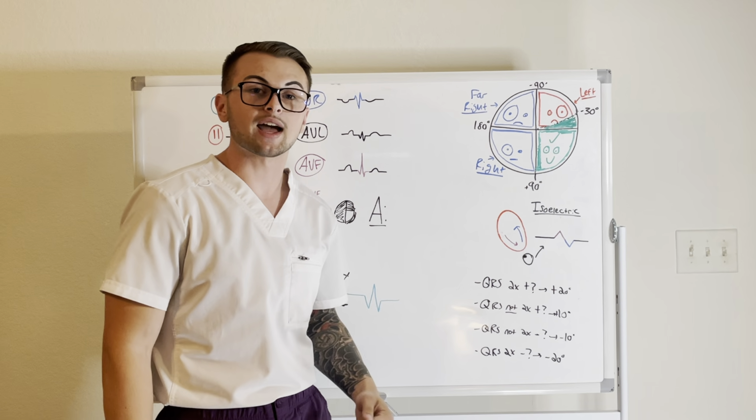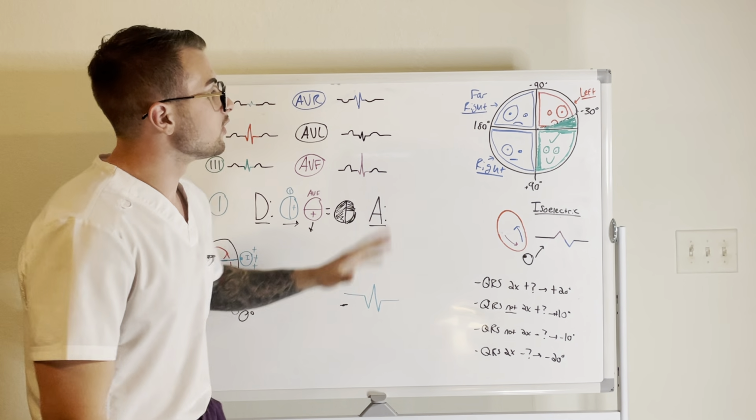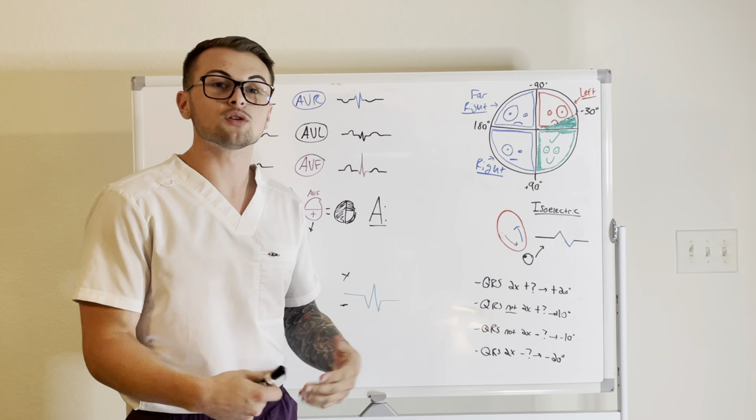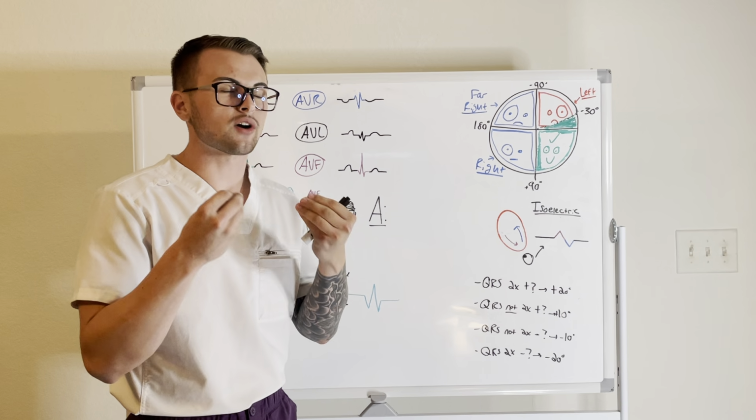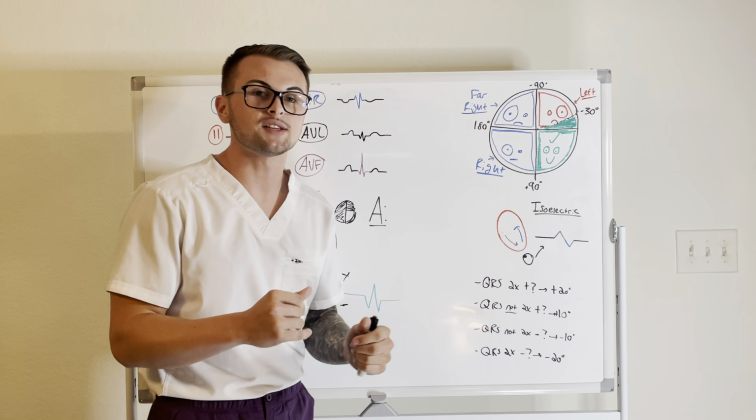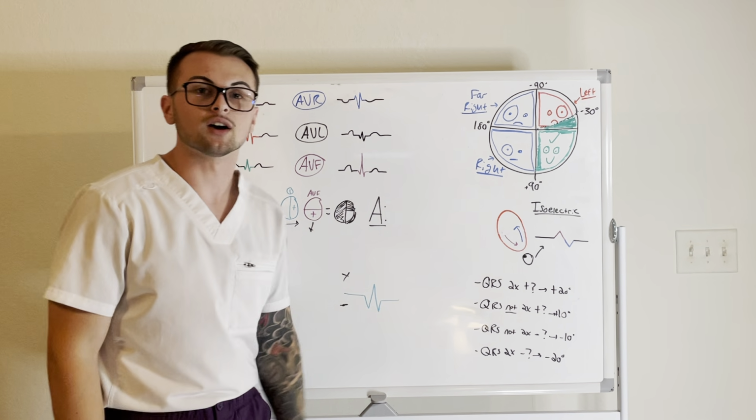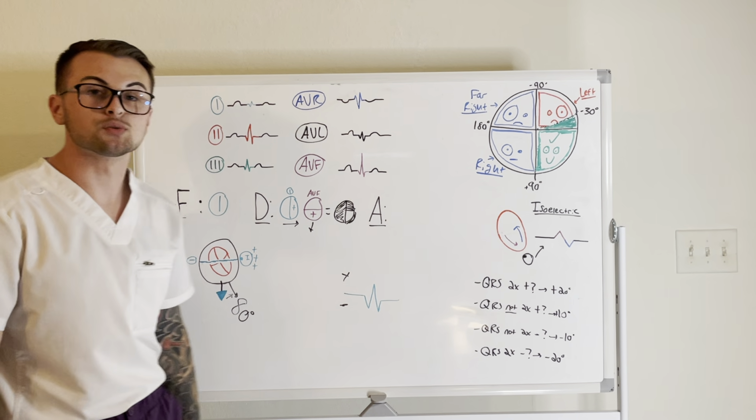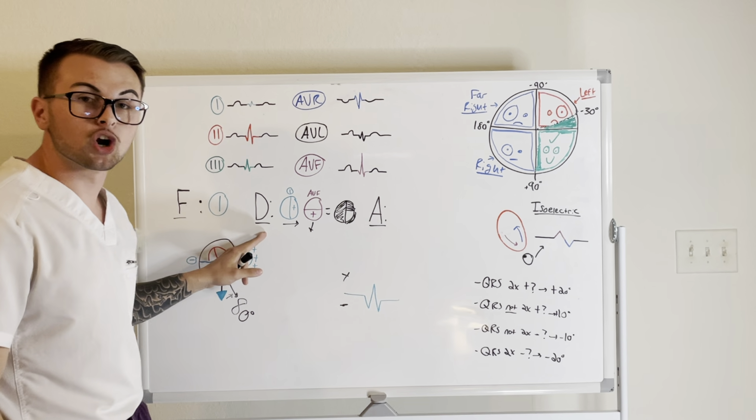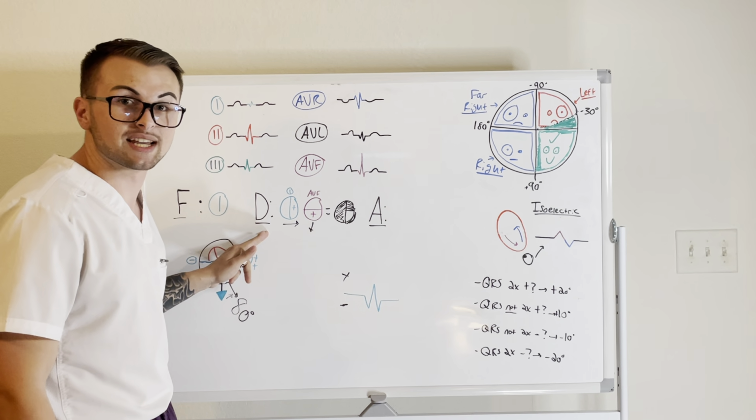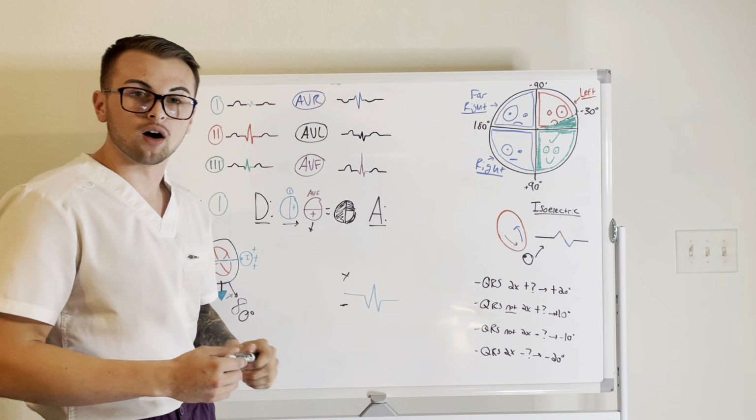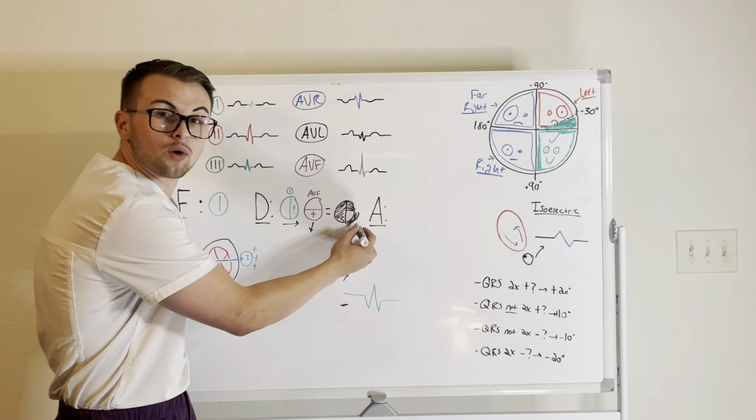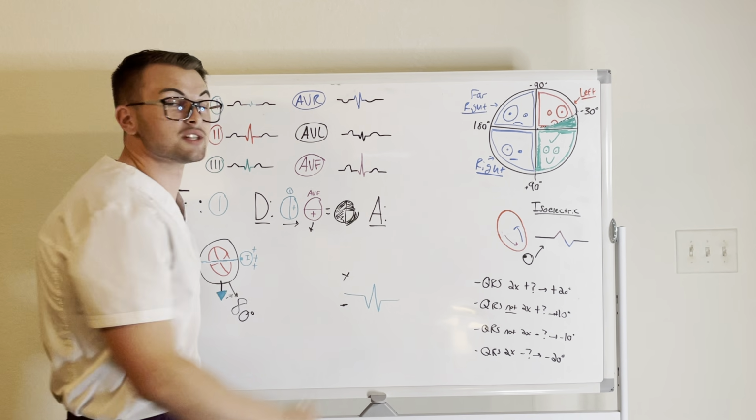So just to recap, what did we learn today? We learned the normal axis is -30 to positive 90 degrees. And we know to determine the electrical axis of the heart with precision, all we need to do is find, determine, and adjust. So what did we do? We found the isoelectric lead. This was lead 1. Then we determined the quadrant that the axis was in, right, a very general assumption of where it was at, which was the lower left quadrant, also known as the normal quadrant.